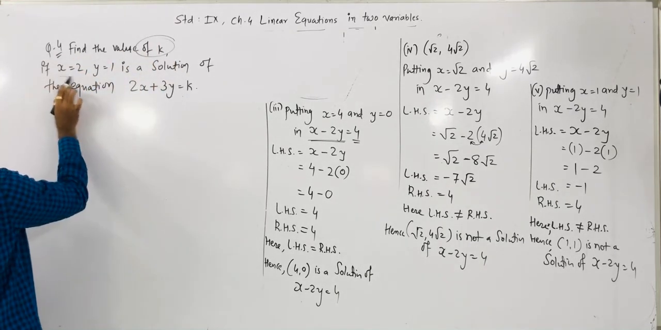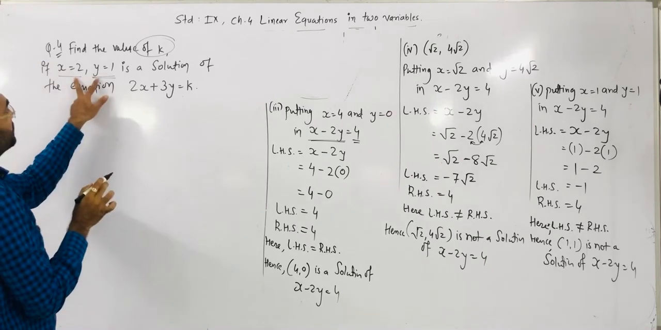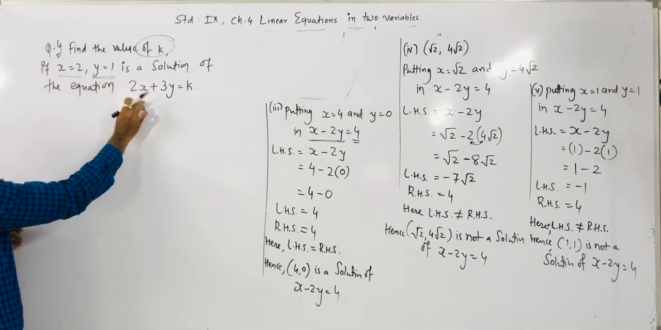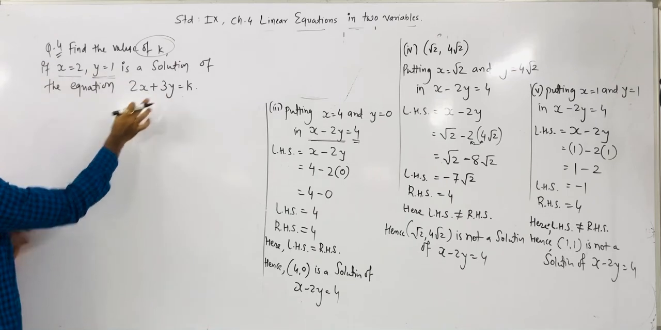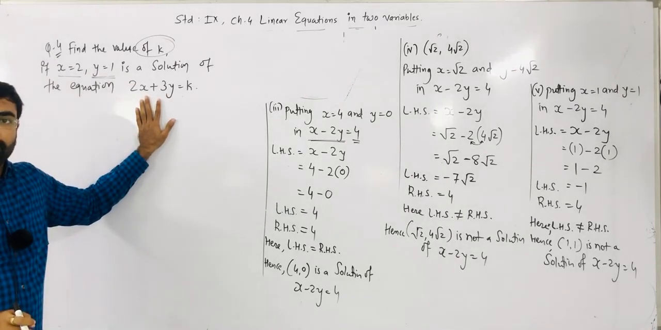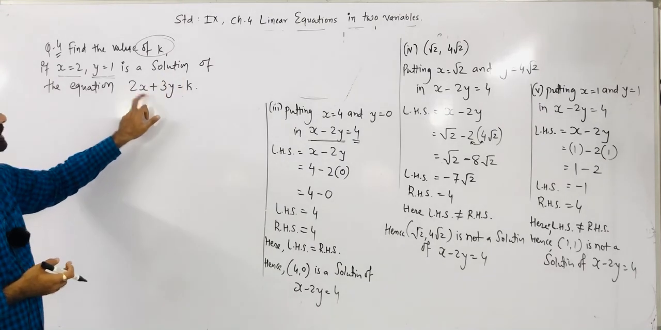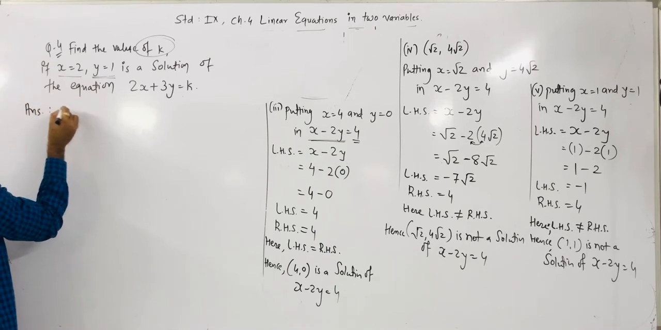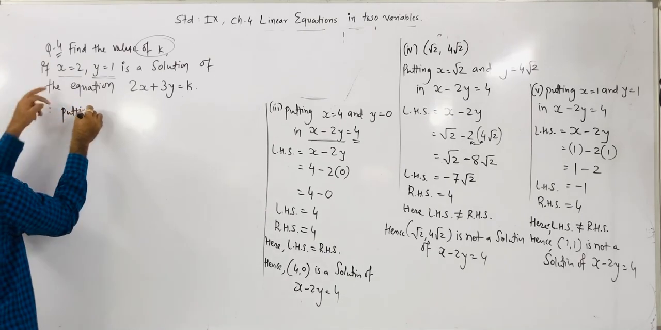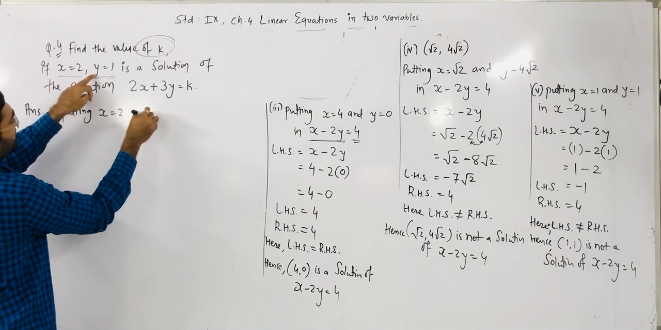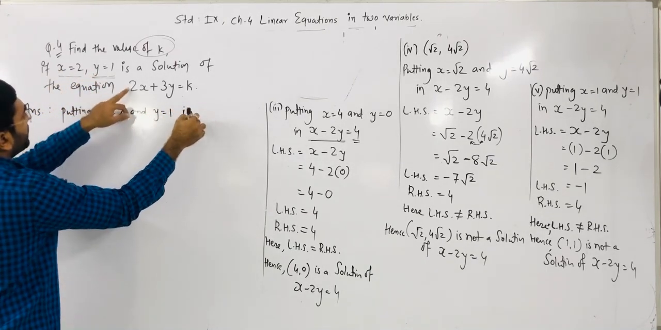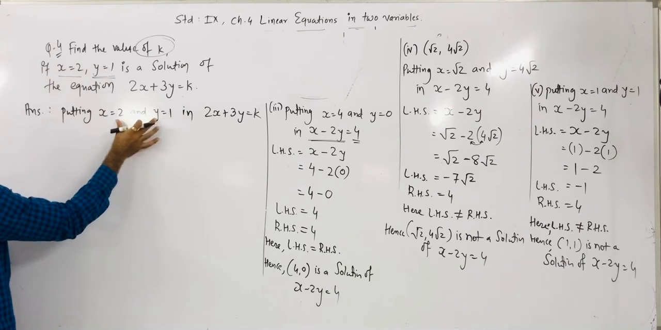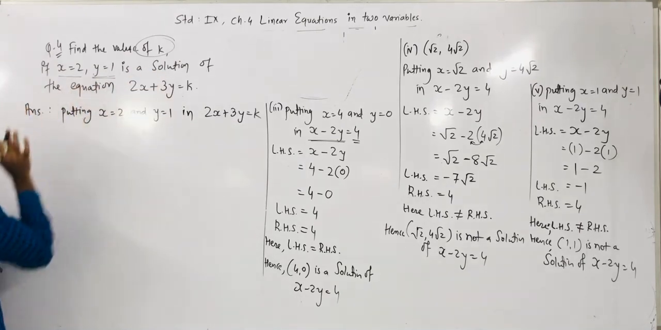If x is equal to 2 and y is equal to 1 is a solution of that equation, it means we have to put x is equal to 2 and y is equal to 1 in that equation, because it is given that it is a solution of that equation. So in the equation 2x plus 3y is equal to k, I have to put these two values.